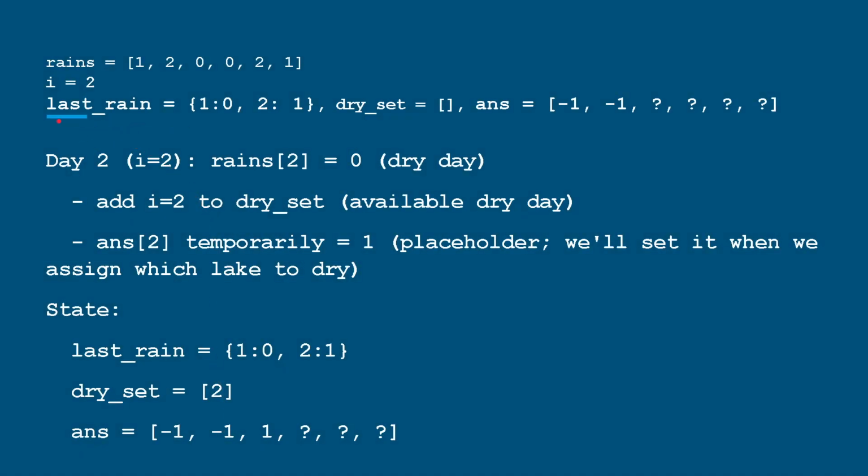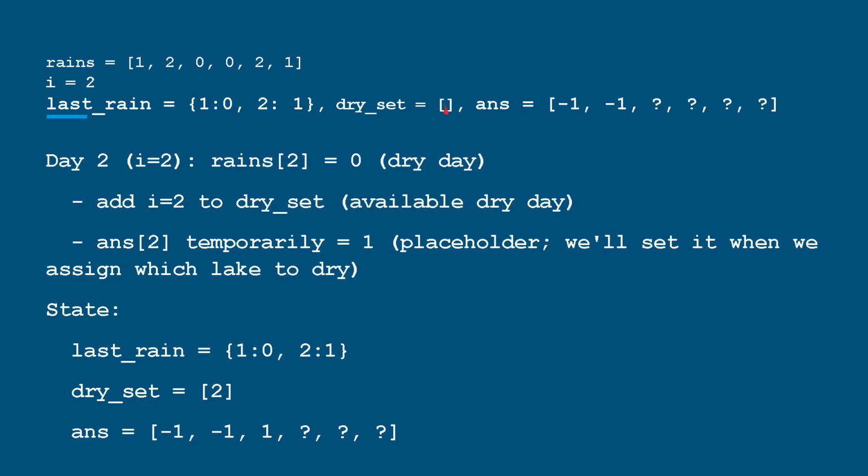Let's talk now about day 2, what we have. At day 2 we are talking about 0, it's a dry day, but we have the last rains 1 0, 2 1, and -1 -1 in the answer. But this is range at 2, and this is 0, which means this is a dry day. It means at i equal to 2, we add i equal to 2 to the dry set and say this is an available dry day.